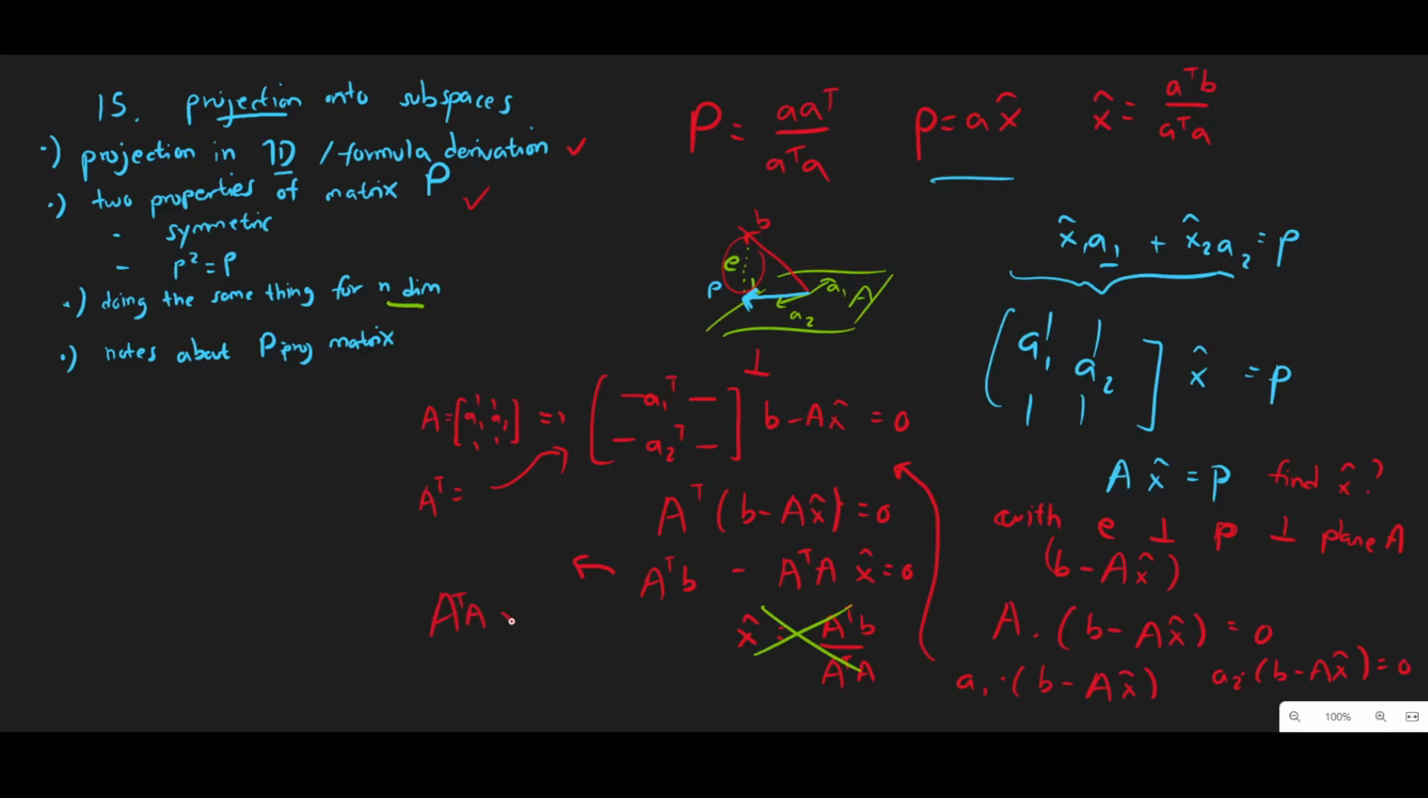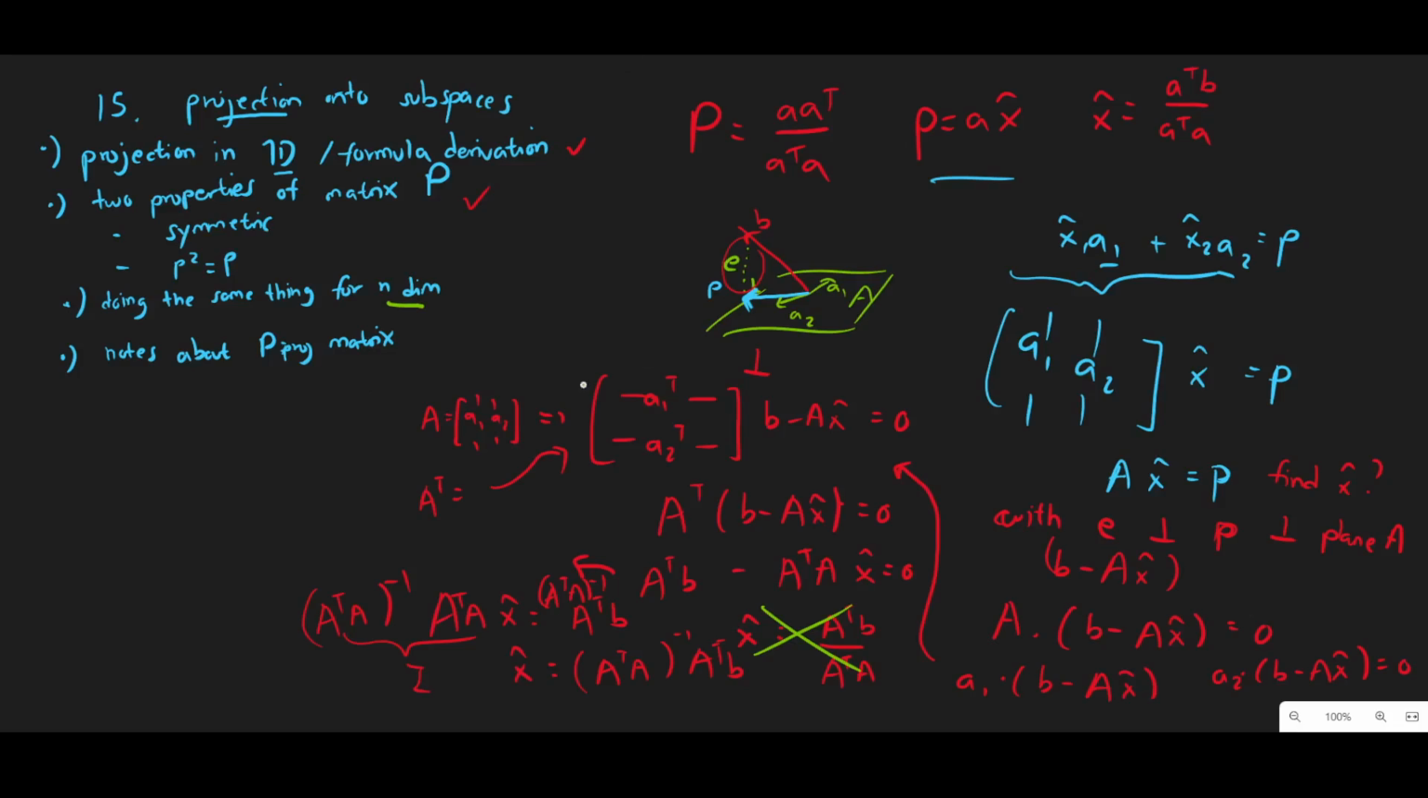So A transpose A x hat is equal to A transpose b, and multiplying by this inverse, we will get rid of it. So maybe let's put it in a more beautiful way. We will multiply this by the inverse, and the same thing happens on this side. Then this will be the identity, so x hat is (A transpose A) inverse A transpose b.